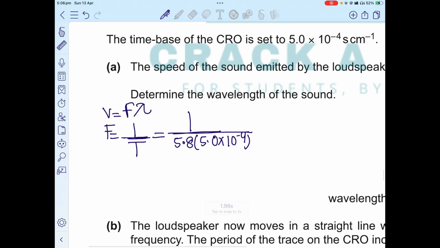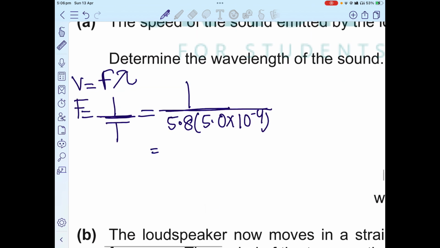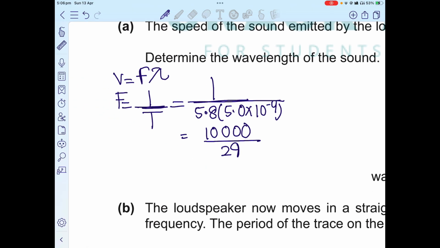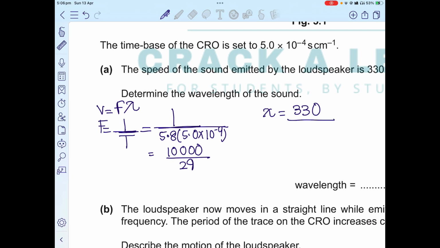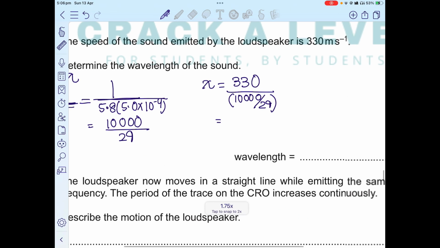So this is my period. Frequency is 1 over the time period, which is 1 over 5.8 × 5.0 × 10⁻⁴. This is equivalent to 10,000 over 29 hertz. Now, to determine the wavelength, it will be v, which is 330, divided by the frequency, which is 10,000 divided by 29. I'm using the exact value rather than rounding it off. So this gives me 330 divided by my answer value. It is equivalent to 0.96 meters.